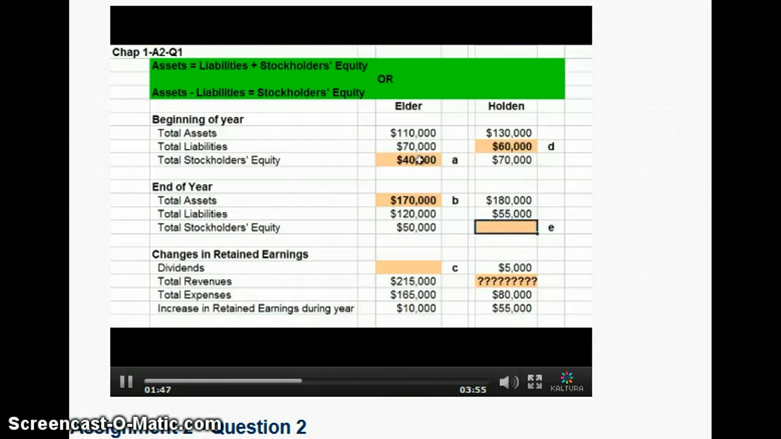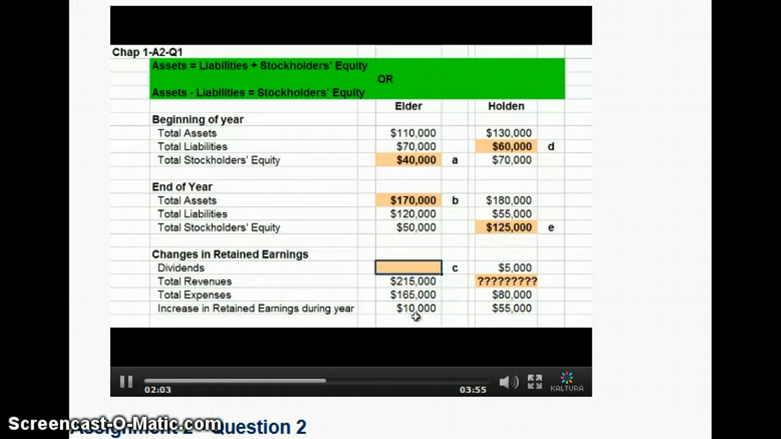E is really the same problem as A. You were given assets and liabilities, so we just subtract, and we get 125,000. Alright, now let's go down to C, which is probably the hardest one in here.